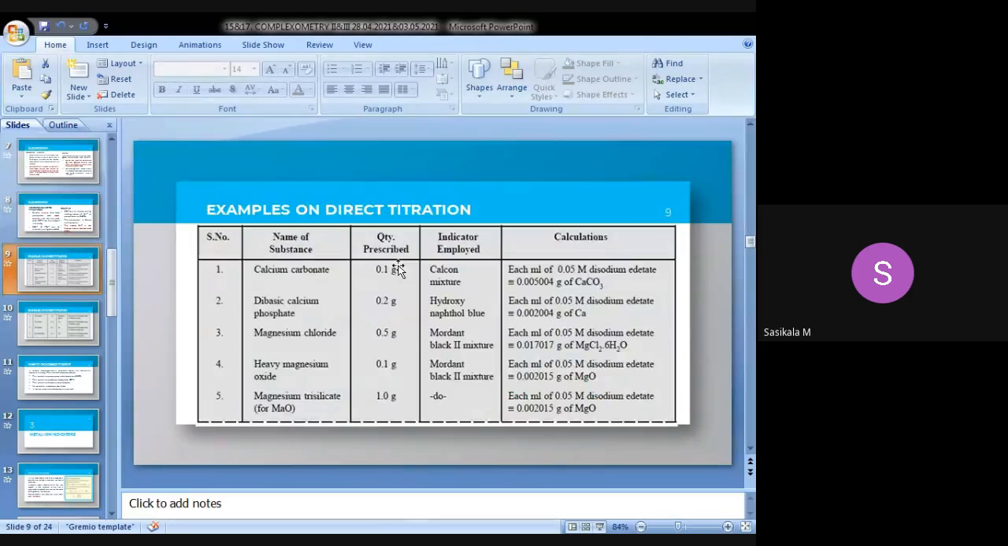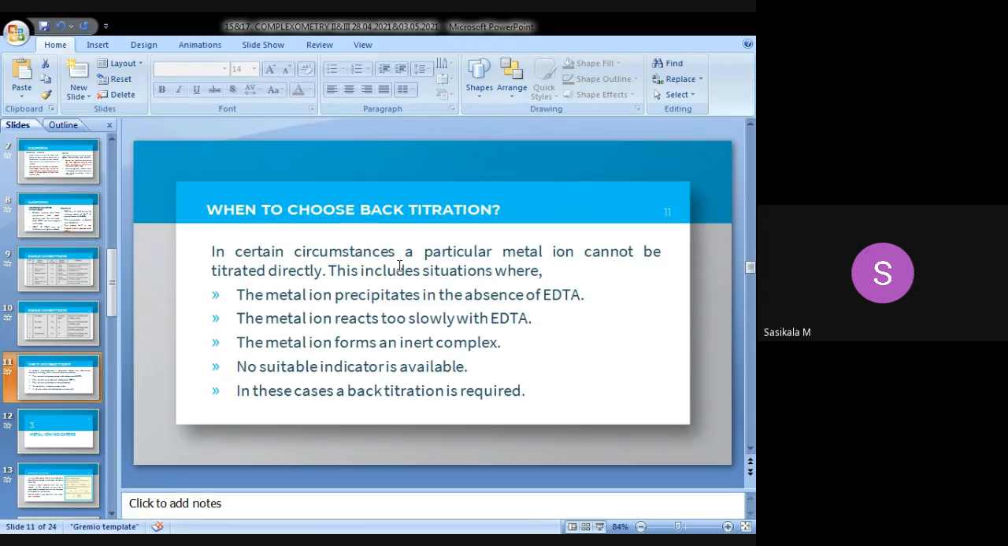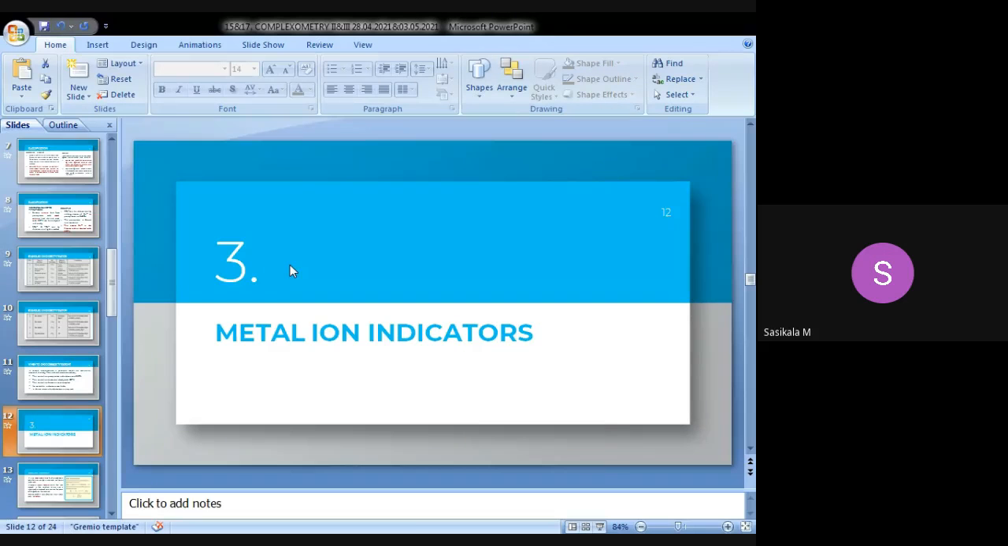We have seen some examples for direct titration by the complexometric method, right? And when to choose other types of titration than direct titration. What are the drawbacks that arise during direct titration, and how we can overcome them? That is achieved by back titration or replacement titration or alkalimetric titration.